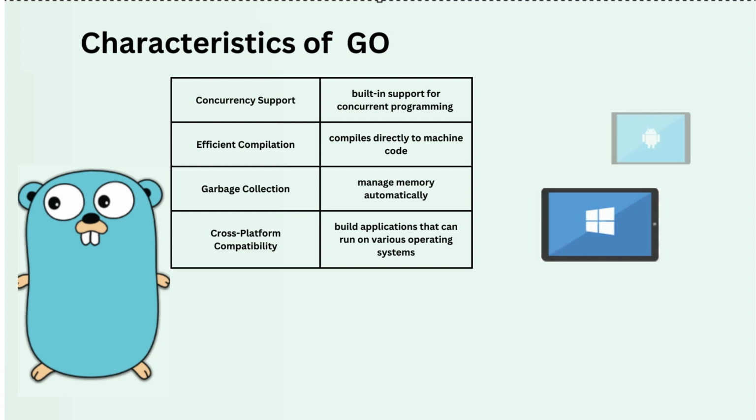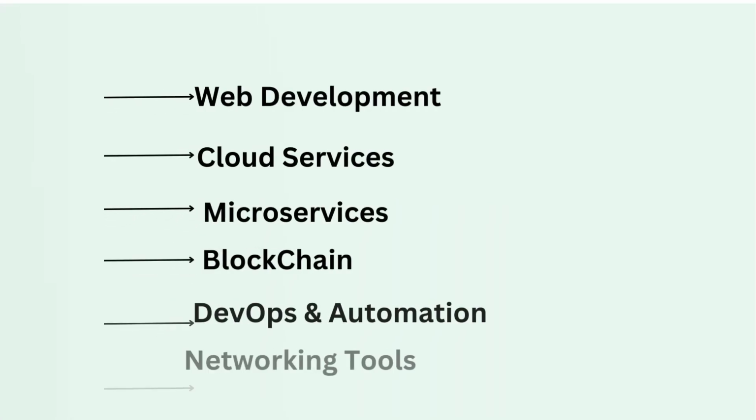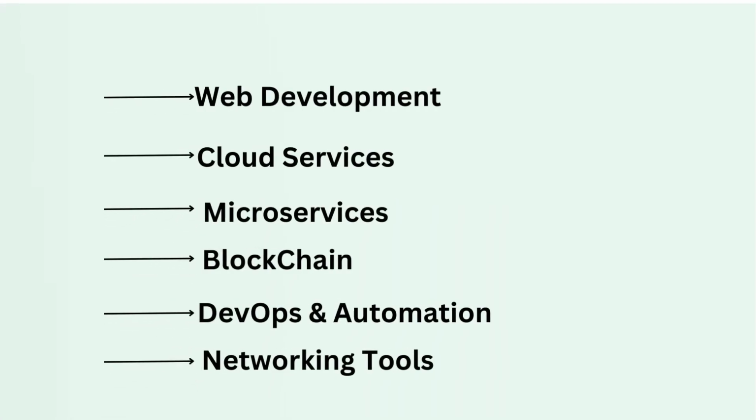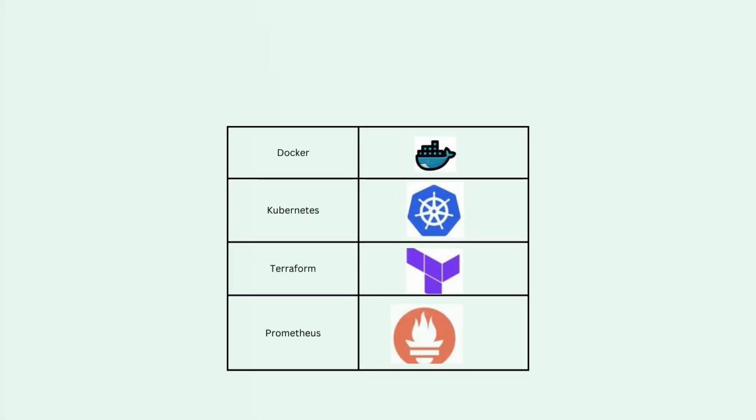Go is used in various domains due to its efficiency, simplicity, and strong concurrency support. Some key areas where Go is commonly used are web development, cloud services, networking tools, blockchain, and DevOps and automation. Go has been used to create a wide range of tools across various domains. Some notable ones are Docker, Kubernetes, Terraform, and Prometheus.